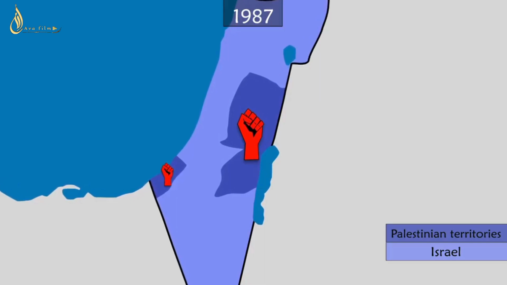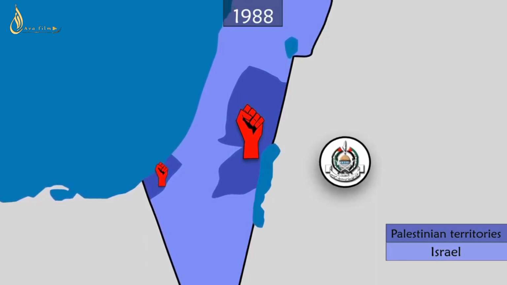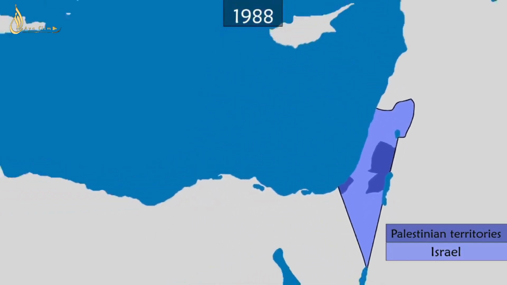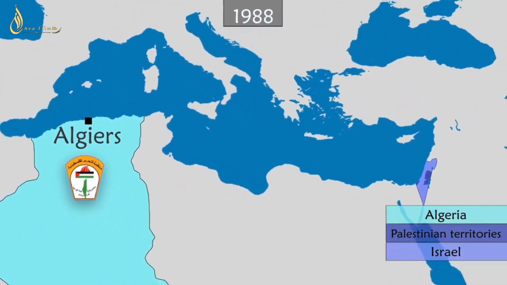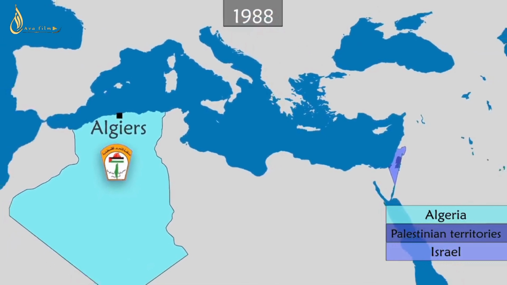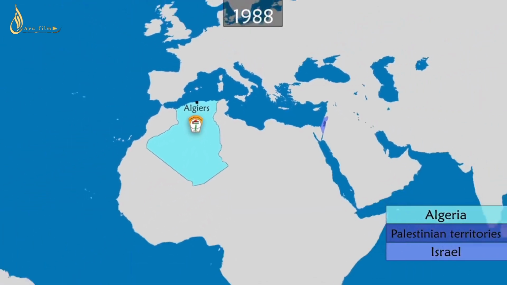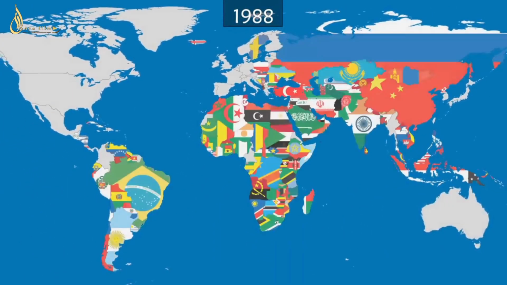In this context arises Hamas, a Palestinian Islamist movement fighting Israel. Meanwhile, the Palestinian Liberation Organization, set up in 1964 by the Arab League and in exile in Algiers, proclaims an independent state of Palestine on November 15, 1988. Jerusalem would be its capital, and Palestine would progressively be recognized by 136 states.